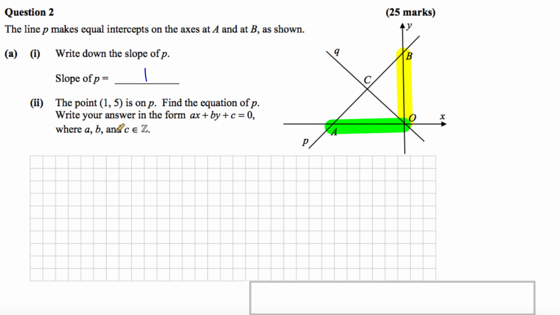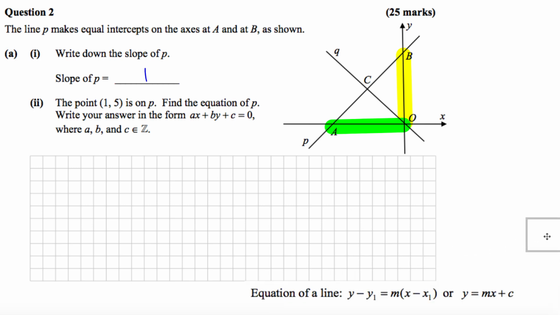Part 2 says the point 1,5 is on P. So that's point 1,5 going to be up here somewhere. Find the equation of P. Write your answer in the form ax plus by plus c equals 0, where a, b and c are elements of Z, which is the set of integers, whole numbers, positive or negative. Okay, so we're looking for the equation of a line here, and in your tables book you have some formulas for the equation of a line.